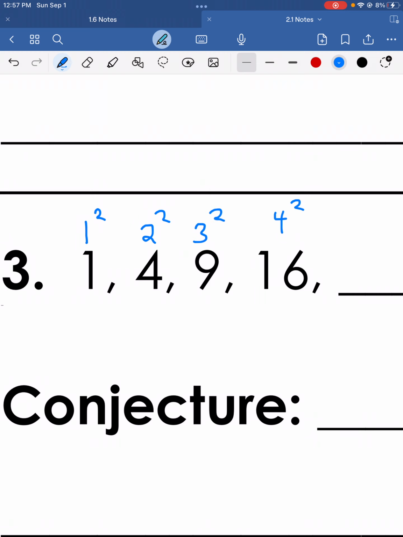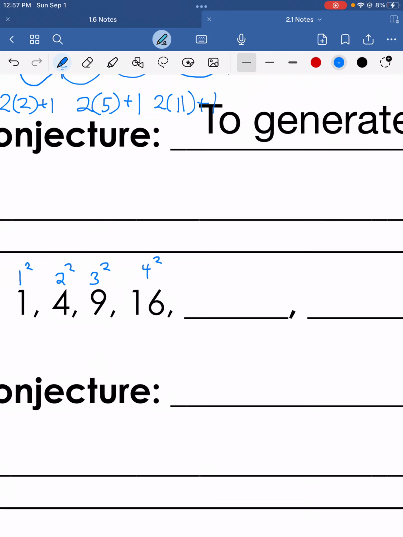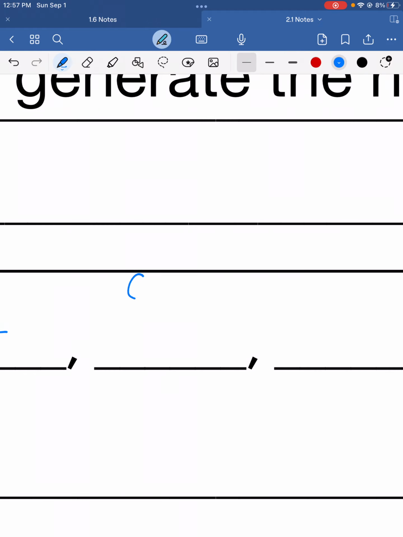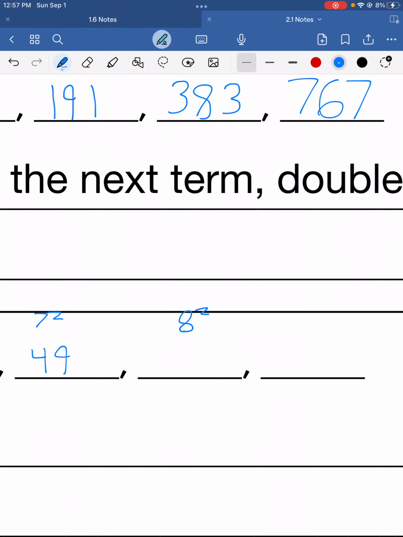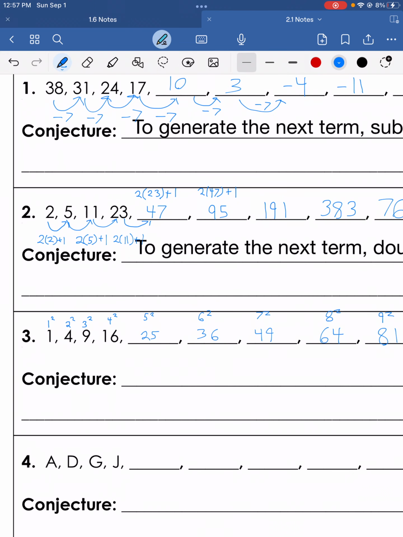You should have noticed probably right away, if you're good with your perfect squares, that each of these are perfect squares. So the next one's going to be 5 squared, which is 25. Okay. 6 squared, which is 36. 7 squared is going to be the next term, 49. Okay, and then we have 8 squared and 9 squared. So 64 and 81. Okay, so the pattern that I'm noticing, my conjecture, is that each term is a perfect square. And it just goes down the list of perfect squares.